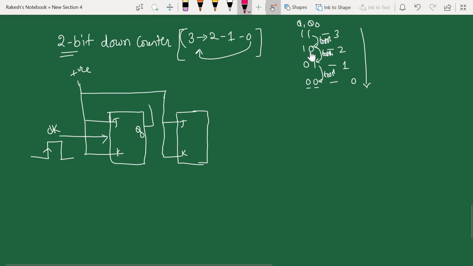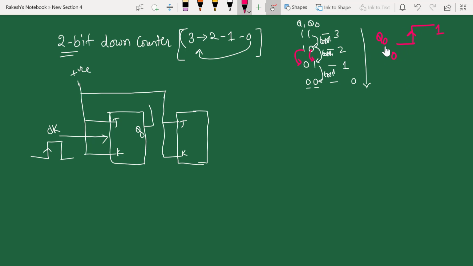If you look at the second flip-flop, it toggles from 1 to 0 whenever your Q0 moves from 0 to 1. So this is a positive going transition. Whenever this happens, your Q1 gets toggled from 1 to 0.